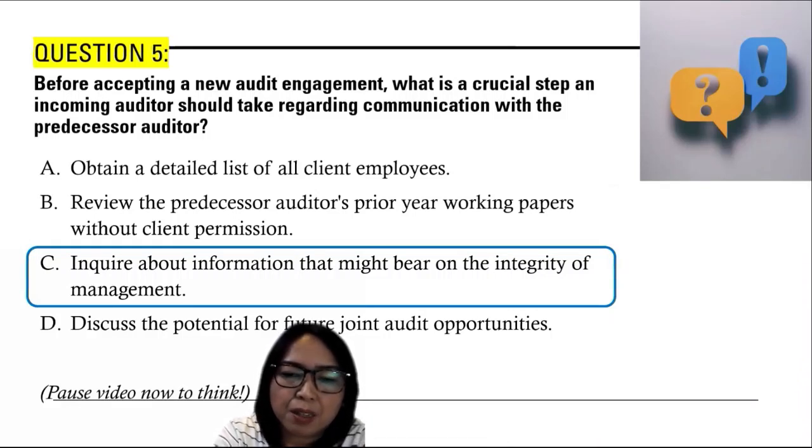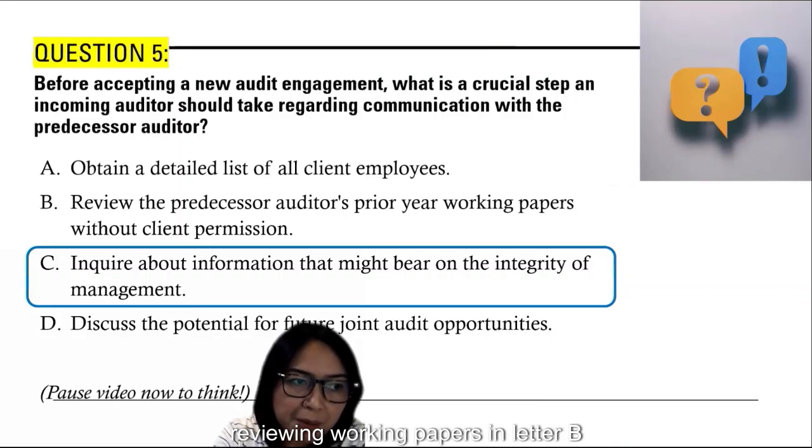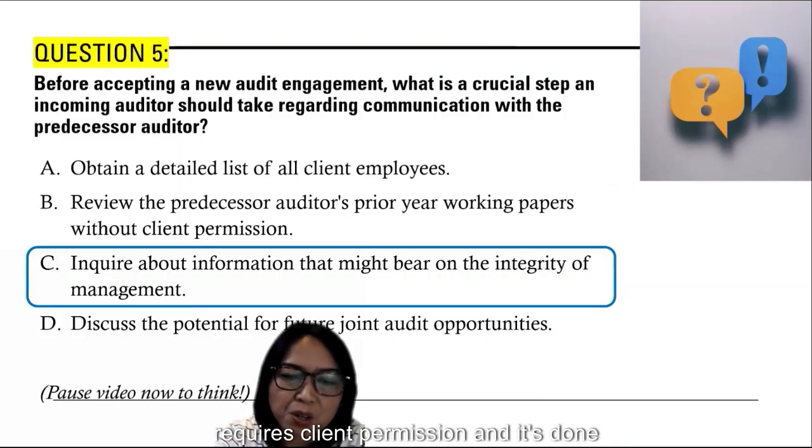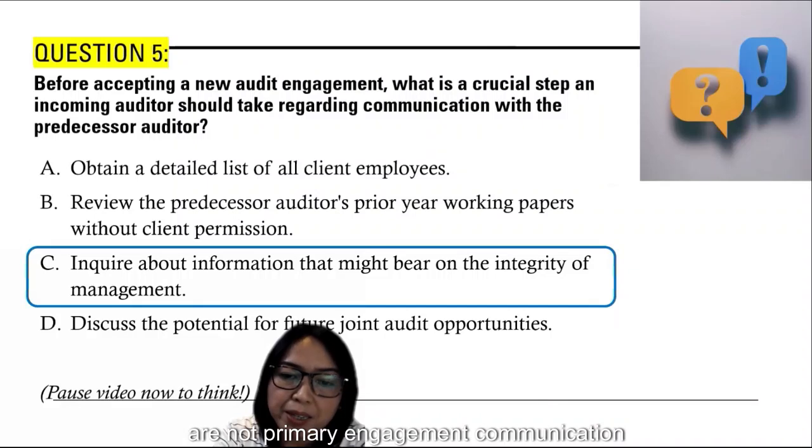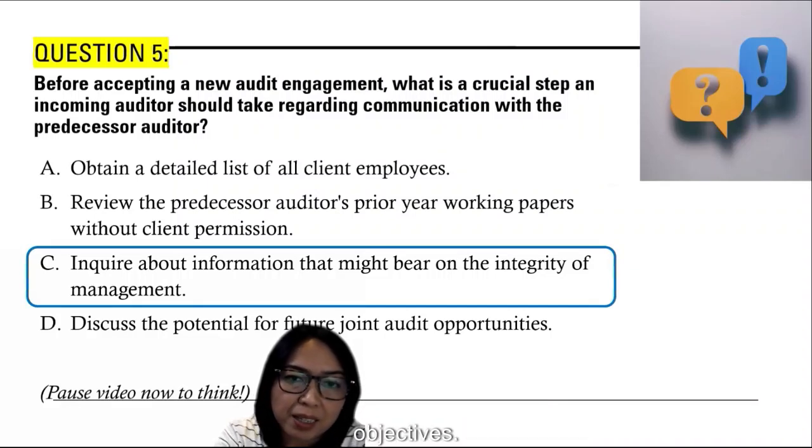previous slides. Reviewing working papers in letter B requires client permission and is done after the acceptance. Obtaining employee lists in letter A and discussing joint opportunities are not primary engagement communication objectives.